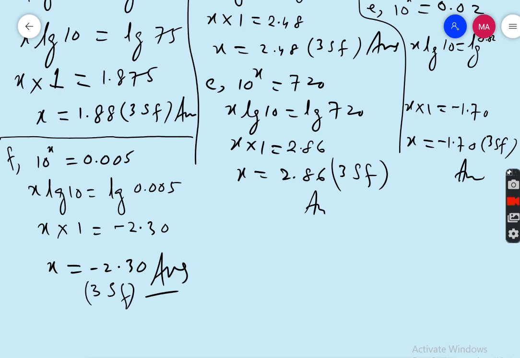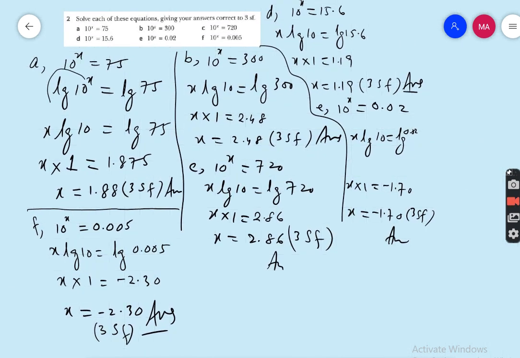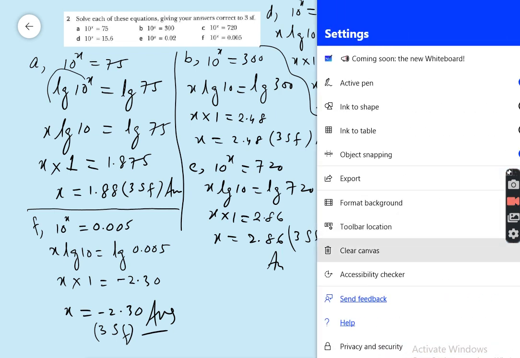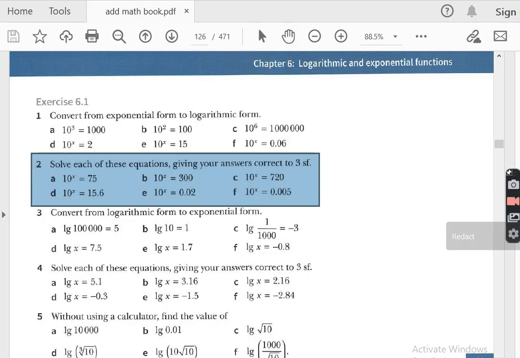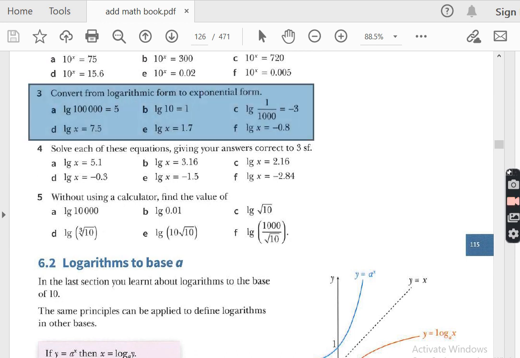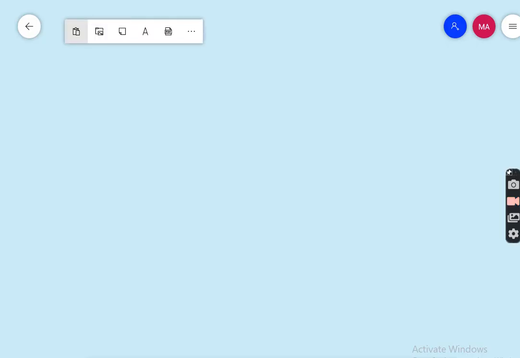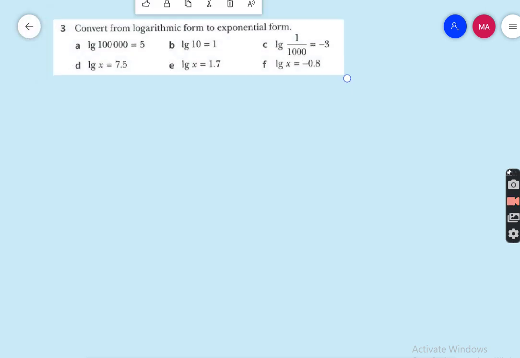You can see the summary. This is the summary of question number 2. Now come to question number 3. Question number 3 is convert from logarithm form to exponential form. Very easy.